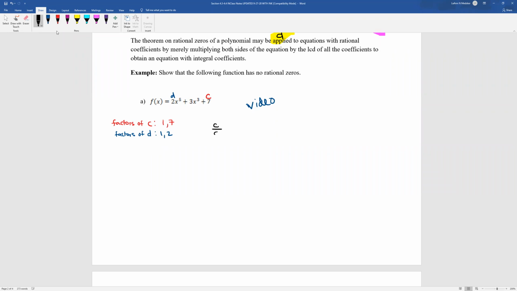So my C over D list is, remember, all possibilities that are positive or negative of the following: 1 over 1, 7 over 1, 1 over 2, 7 over 2. So there's 8 possibilities here. Now, you can go through and use the remainder theorem and plug those in one at a time and prove that none of them equals 0. That's one way of doing it, using the remainder theorem.